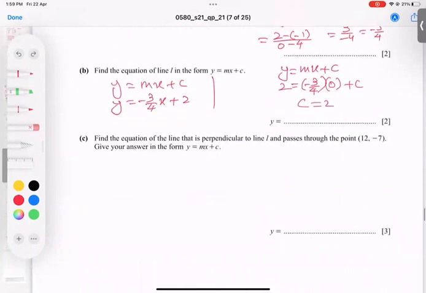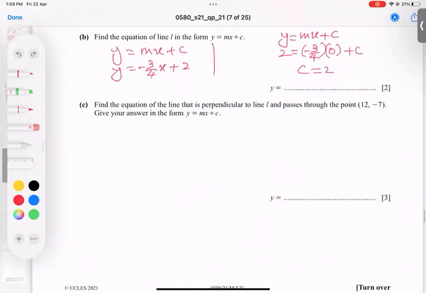And now he's asking, find the equation of the line which is perpendicular to the line L and passes through this point. Whenever two lines are perpendicular, 90 degrees, if this gradient is 3 over 2, this must be flipped. 2 goes up, 3 comes down. So it means 2 by 3.